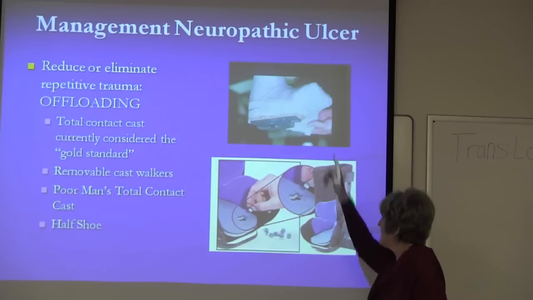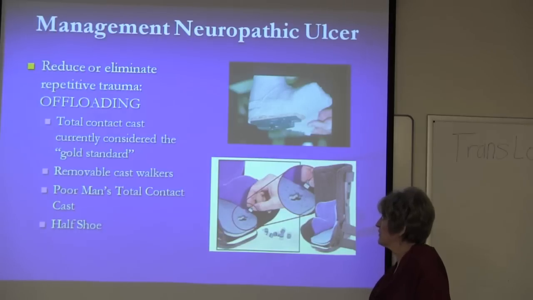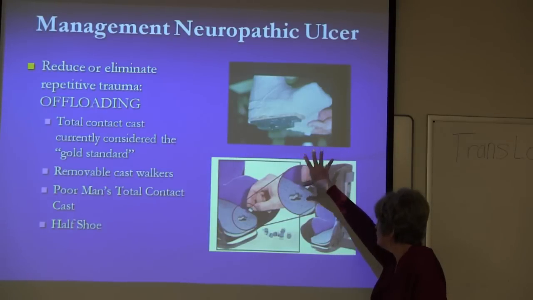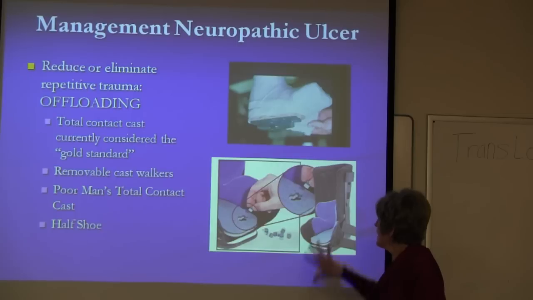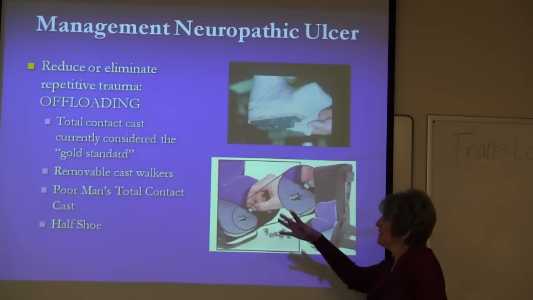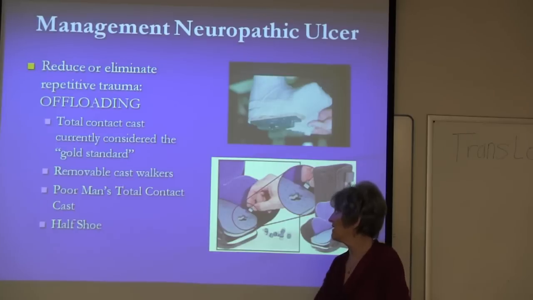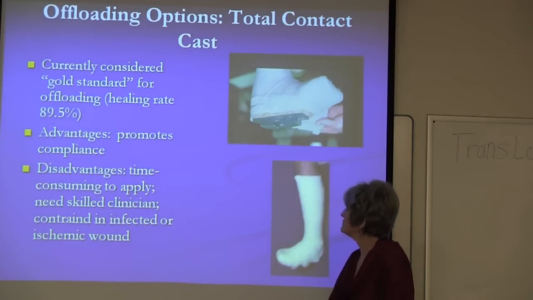Now, there's more than one approach to offloading. The total contact cast, like you see on top, is considered the gold standard. But if that's not feasible in your setting, you can also use removable cast walkers. These two give you comparable results. If neither of these are feasible, the other options are a poor man's total contact cast or a half shield. We're going to talk about each of those.